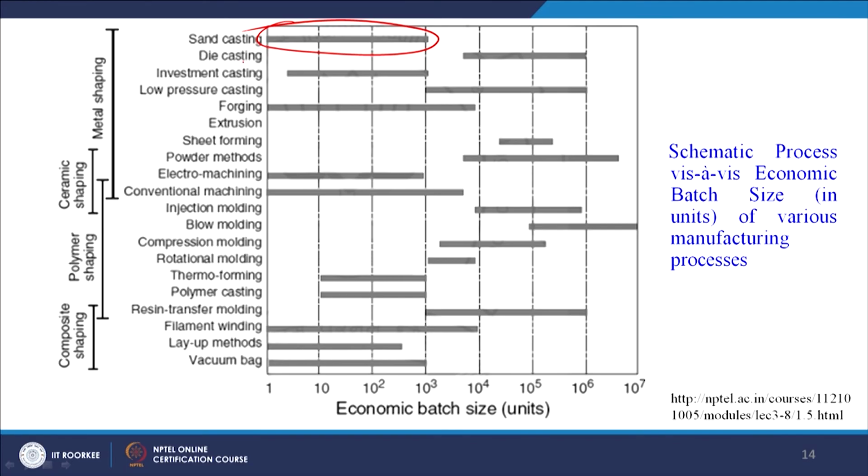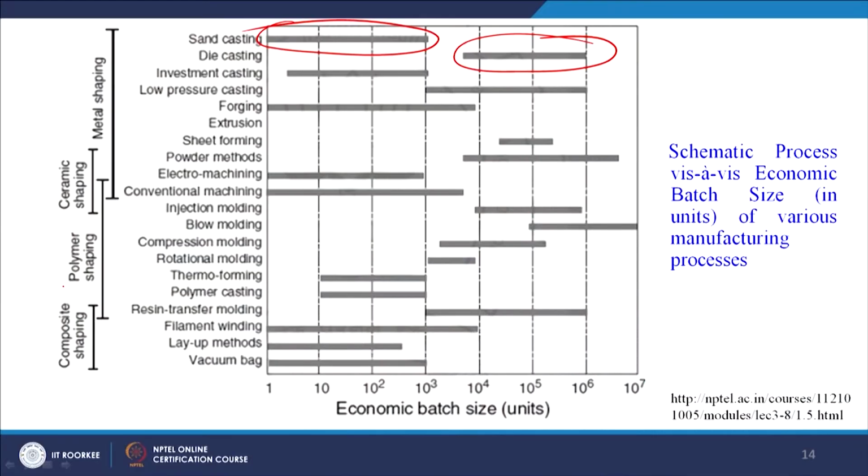Die casting, because the die casting machines are very costly, so we cannot use them for less number of products or parts. Therefore, die casting for larger number of parts. Similarly, we will see for polymer shaping also simple processes, polymer casting for lesser number of parts, whereas we go for compression molding, larger number of parts, blow molding, even larger number of parts.